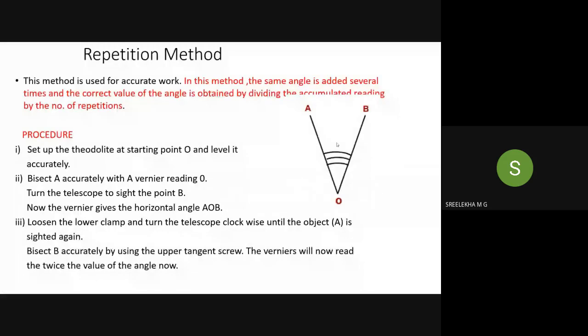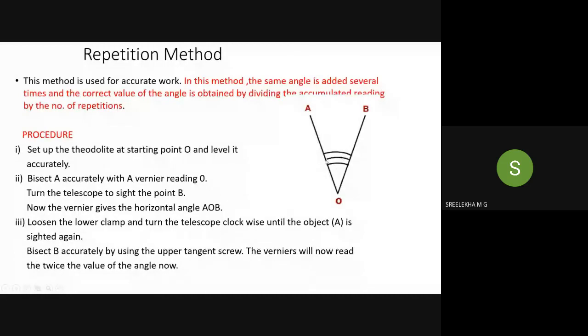Where are the two verniers located? On your horizontal plate. There are two plates, the horizontal plate as well as the vertical plate. You have already studied the instrument, the theodolite. Now, when you are sighting to the point B, whatever angular readings you find from the two verniers A and B will be the angle between the two points A and B.